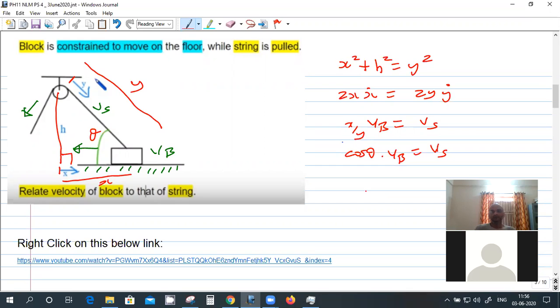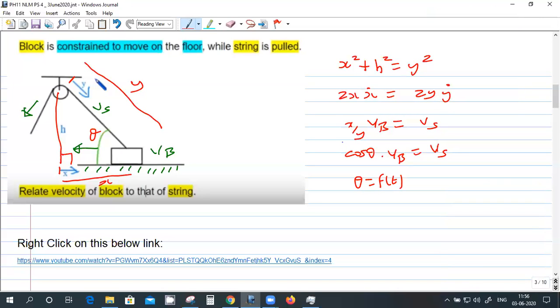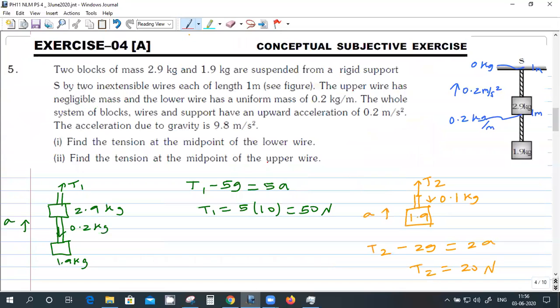Okay, sir. I'll solve by this method only. Here we will not get confused. And another important thing is here theta is a function of time. It's not a constant. When I pull the string, the block will come closer and the angle theta will increase. Is it clear? Yes, sir. Theta is a function of time. Right. Try to solve this problem.